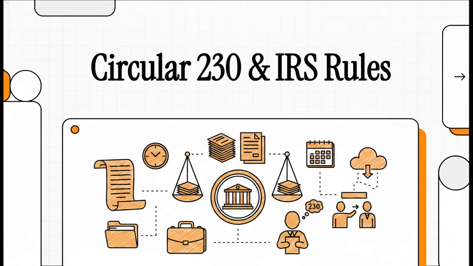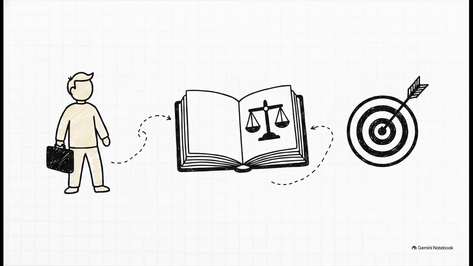Circular 230 gives the rules for who may practice before the IRS and how tax practitioners must behave when representing taxpayers, preparing tax-related work, giving written advice, or dealing with client records and conflicts. For REG, the main skill is identifying the practitioner's role, the rule that applies, and the proper action.